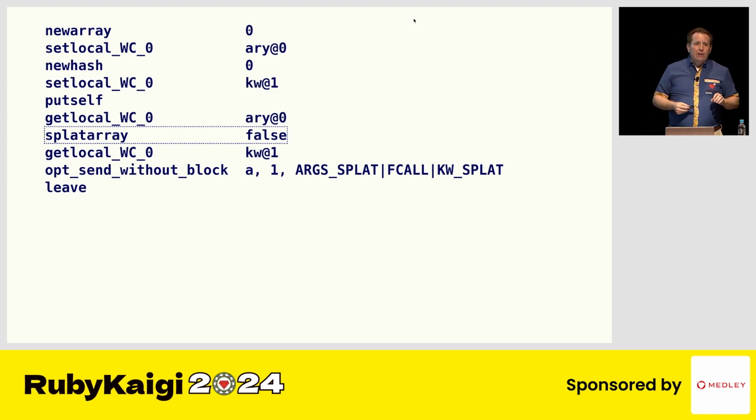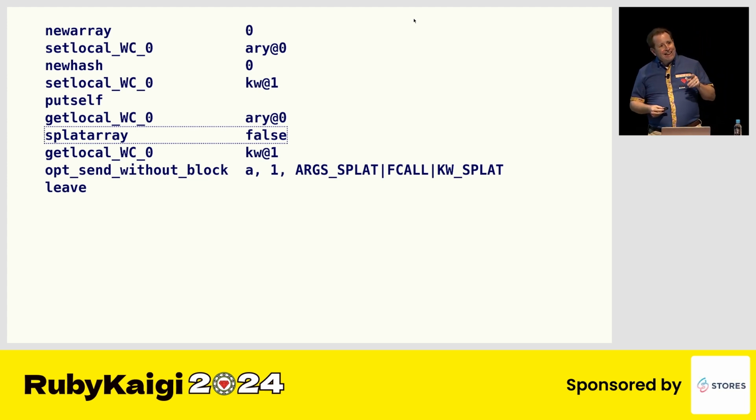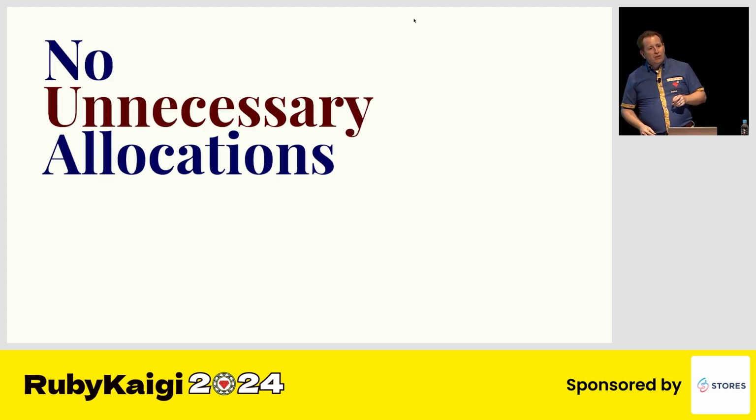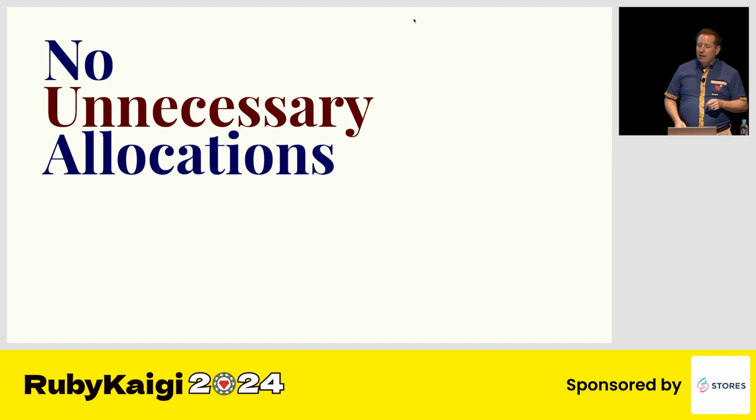As I was working on this fix, I saw that it affected other cases, and I decided I wanted to do something about this issue. First, I decided on a goal that I think Ruby should have regarding implicit object allocations. That goal is to have no unnecessary allocations.